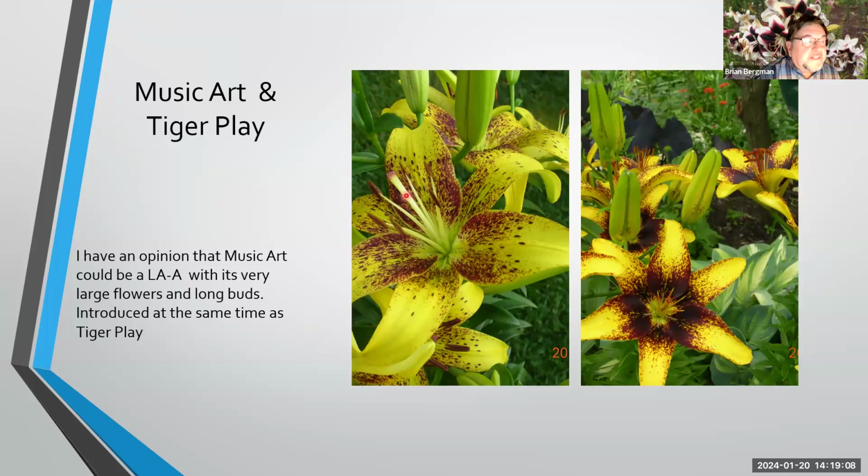And then there's Tiger Play and Music Art. Again, these were introduced at the same time. Don't ask me why. You can tell there's a difference, but unless you're looking really closely, you sometimes get mixed up. With Tiger Play, the spotting is closer to the center, where Music Art is spread out and more diffuse. Also, the buds are longer and larger in Music Art, and it also has a splash of big spots on the outside of the markings. So Music Art is very different. Okay, next slide.